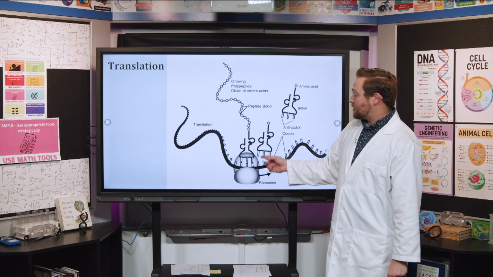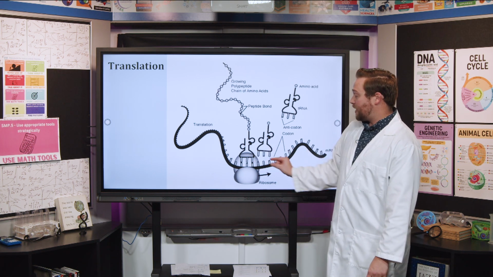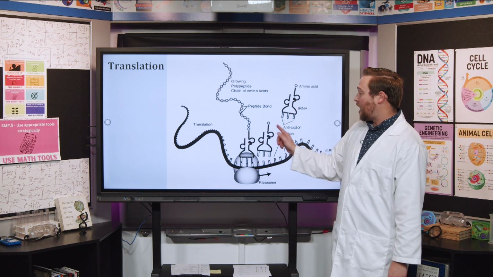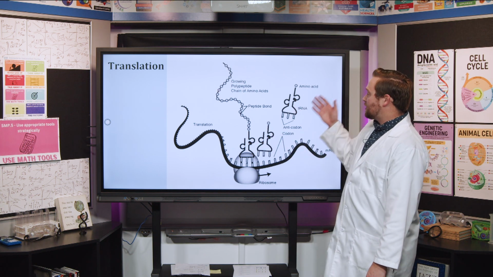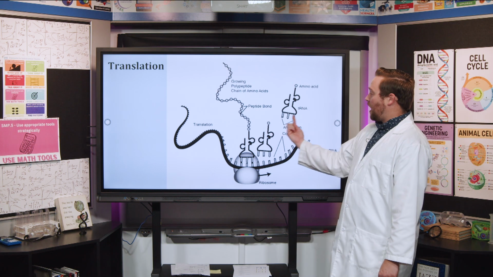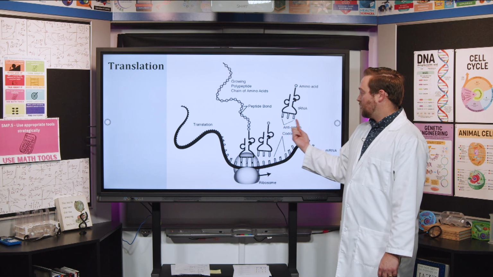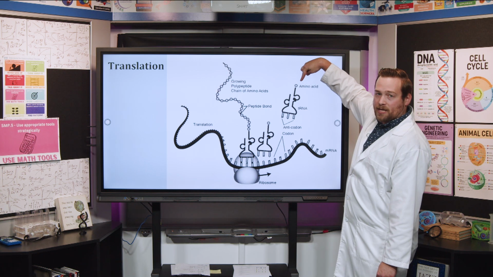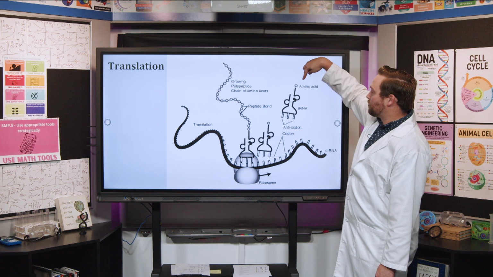What's happening here is that the ribosome is reading it 3 bases at a time. It's trying to find, these are tRNA molecules, okay? Notice that on a tRNA molecule at the bottom you have 3 nitrogen bases. That's known as an anticodon. And at the top there's an amino acid. That's what that little circle represents, okay?